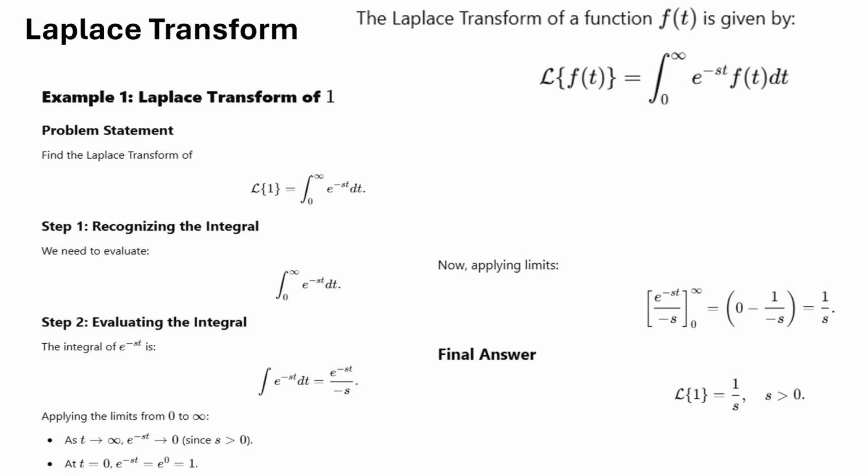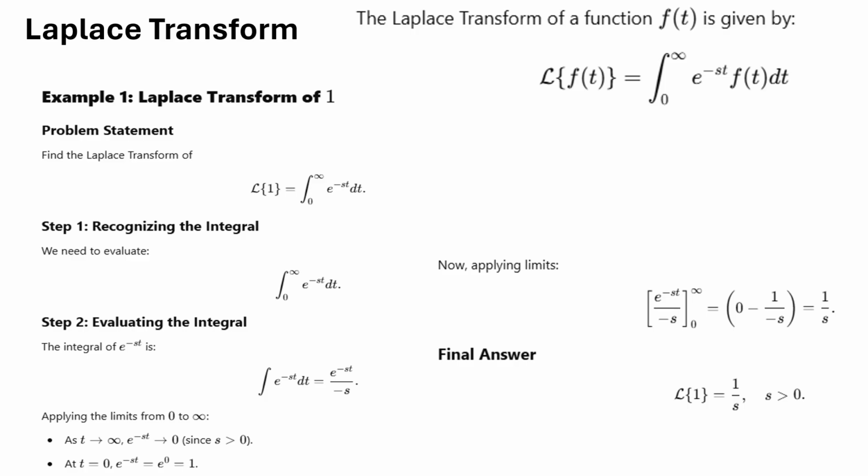Like here, if you want to convert from time to frequency domain, that is, if you want to take the Laplace transform of any function f of t, then you can use this formula: L of f of t is equal to the integral of e to the power minus st into f of t dt. Simply multiply that particular function f of t by e to the power minus st and integrate it over 0 to infinity with respect to dt, and you will get the Laplace transform.